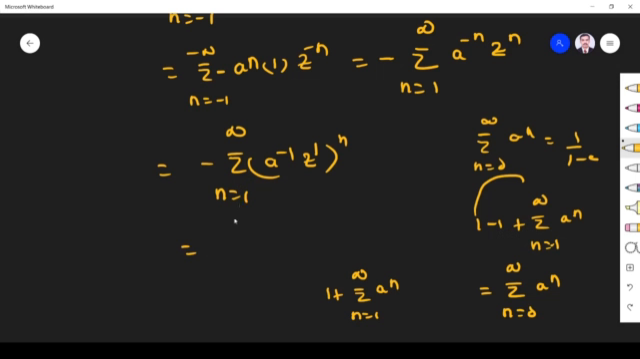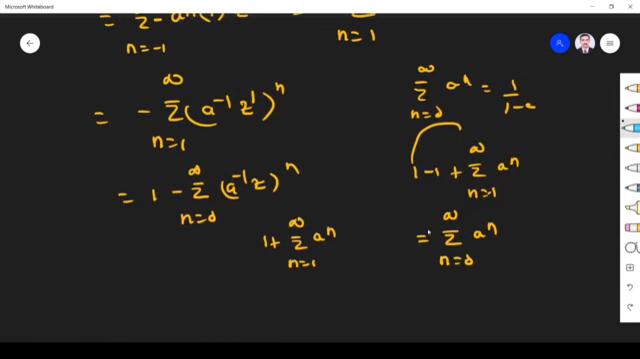So what I do, this minus I take outside. Fine. So instead of n going from 1 to infinity, I make it, what I do, I keep it like this, 1 minus summation n goes from 0 to infinity of a^-1 z^n. Fine. So now you understand why I am writing like this. So what I did, fine. So here you see, this is what this one.